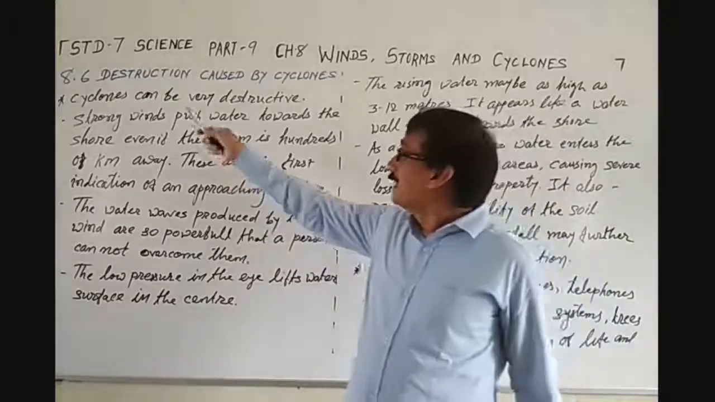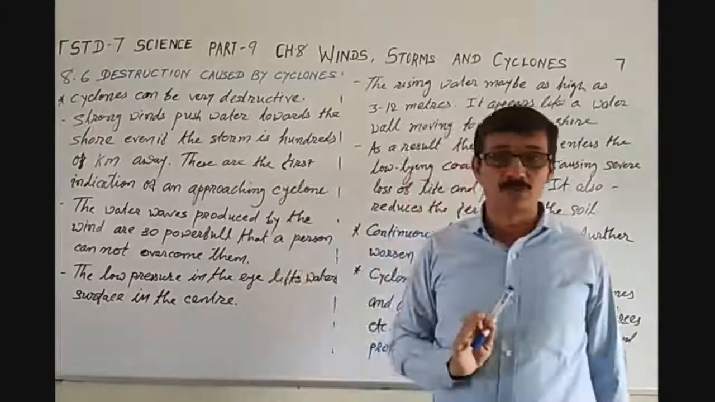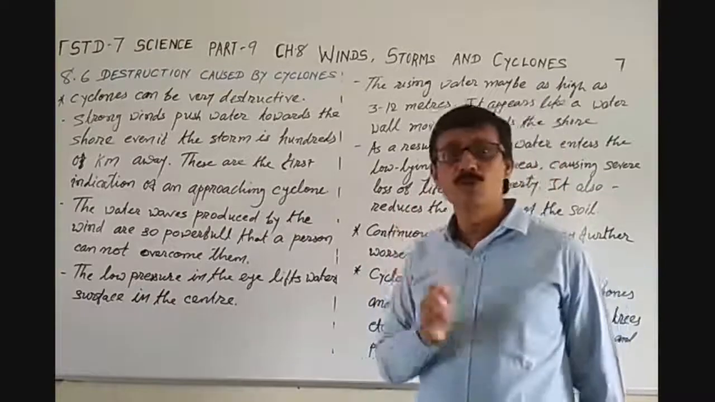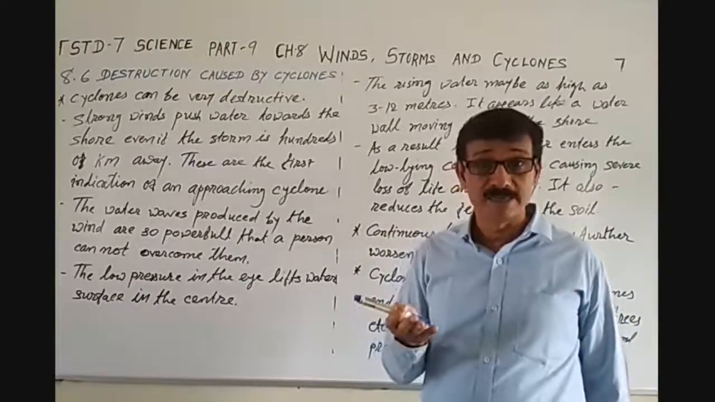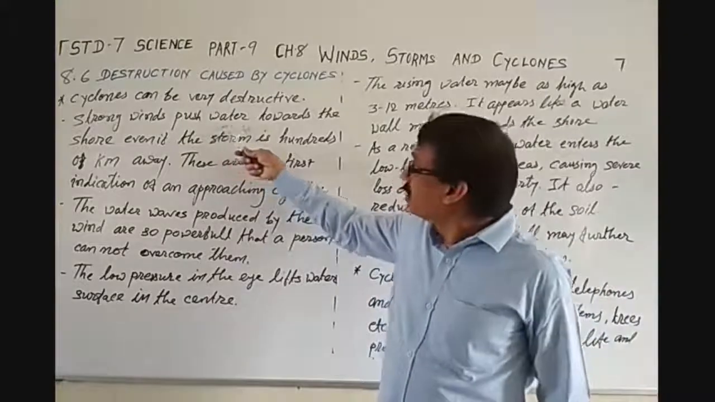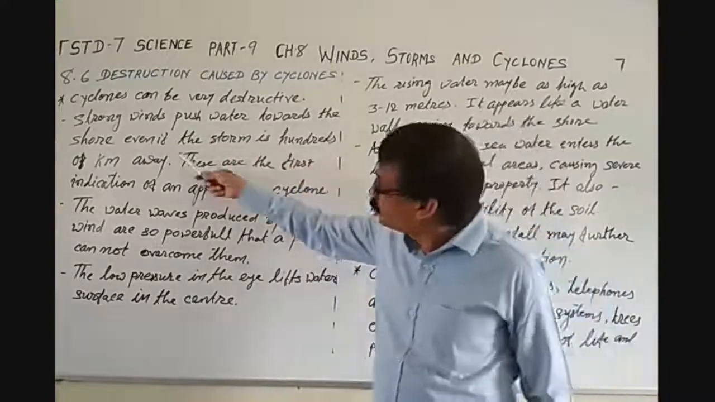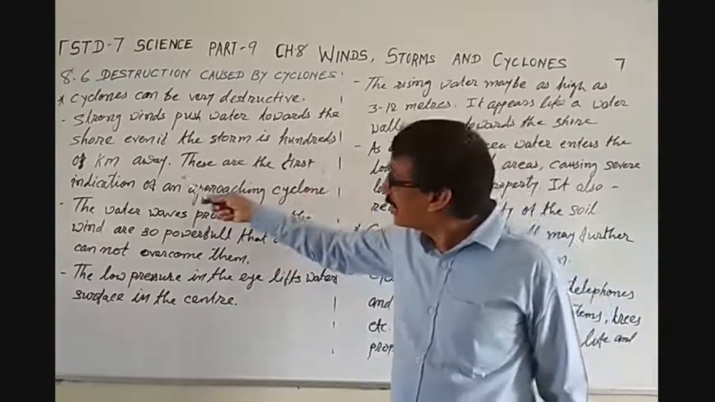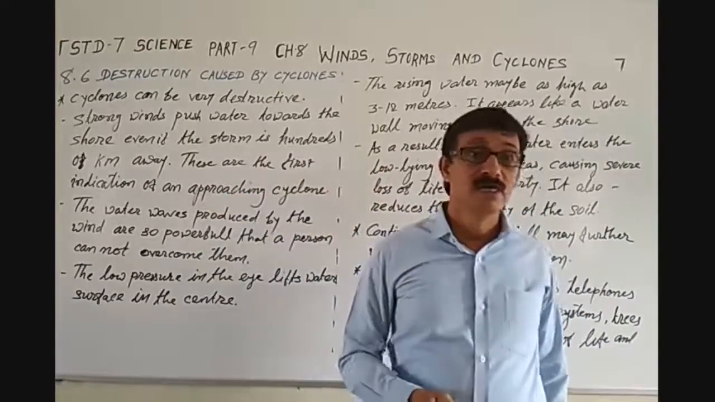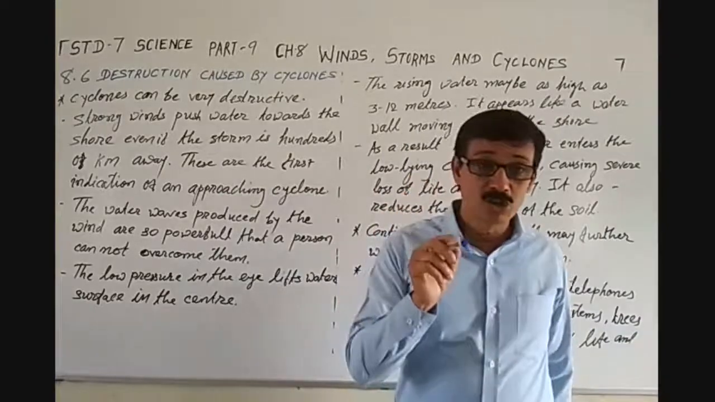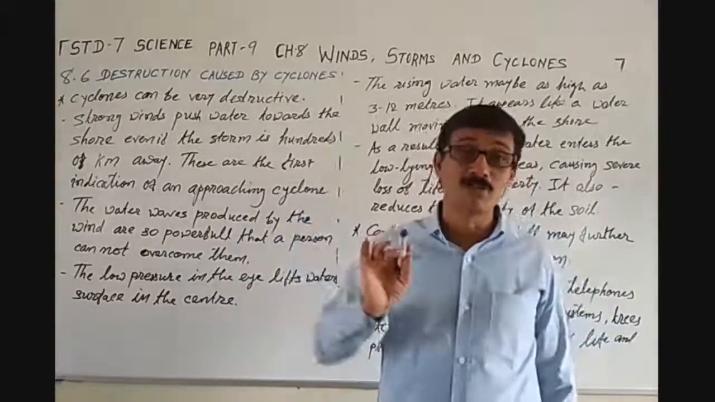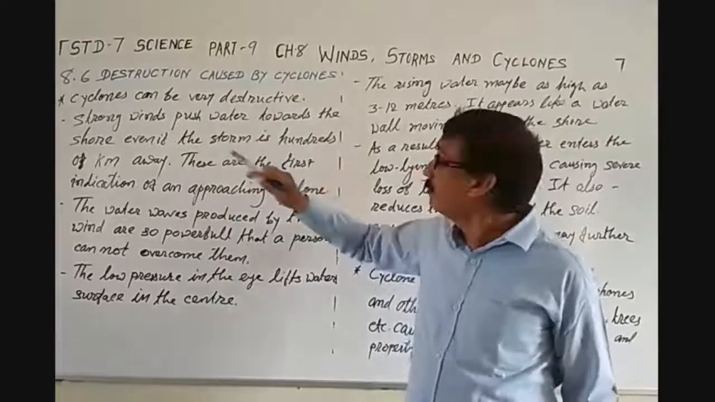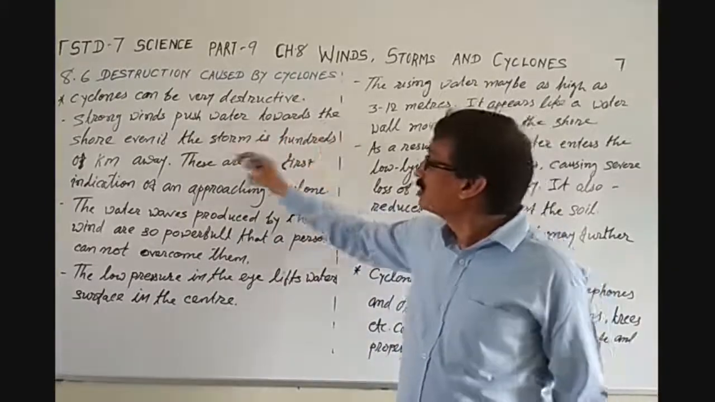See, cyclones can be very destructive. वो बहुत नुकसानकारक हो सकते हैं. Strong winds push water towards the shore, even if the storm is hundreds of kilometers away.